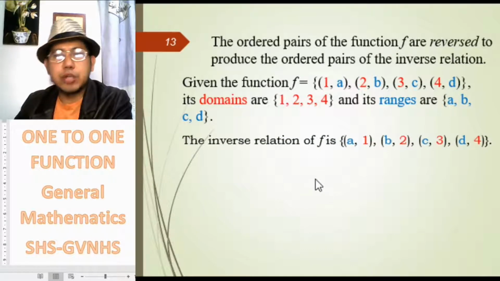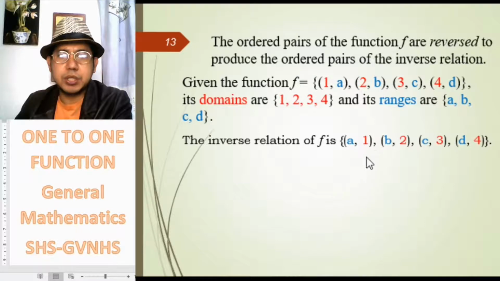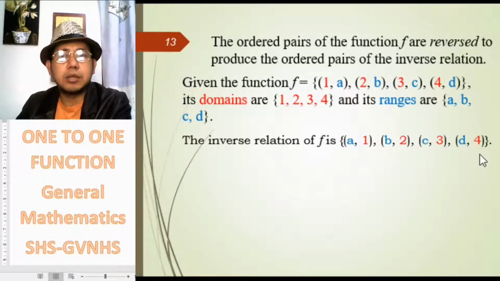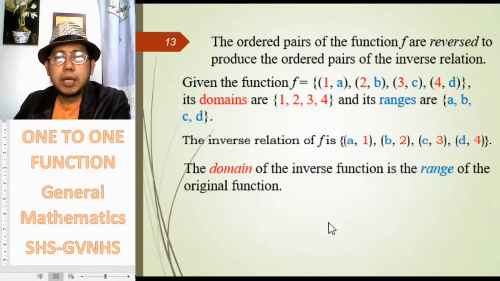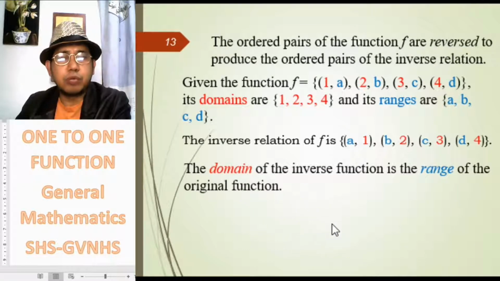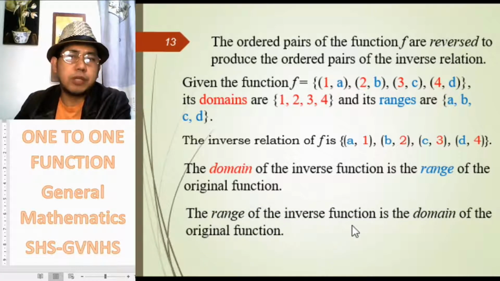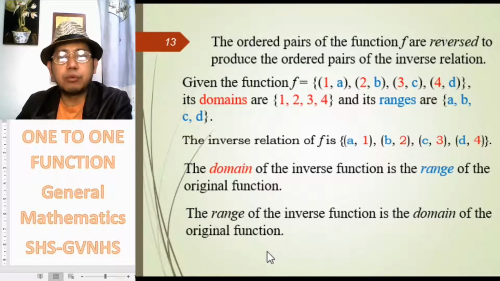The inverse relation of the original function is just the reverse of the domain and range. I just interchange the numbers and the alphabets. So I have here the coordinates of my inverse function: (a, 1), (b, 2), (c, 3), (d, 4). Another is that the domain of the inverse function is the range of the original function, and vice versa. The range of the inverse function is the domain of the original function.